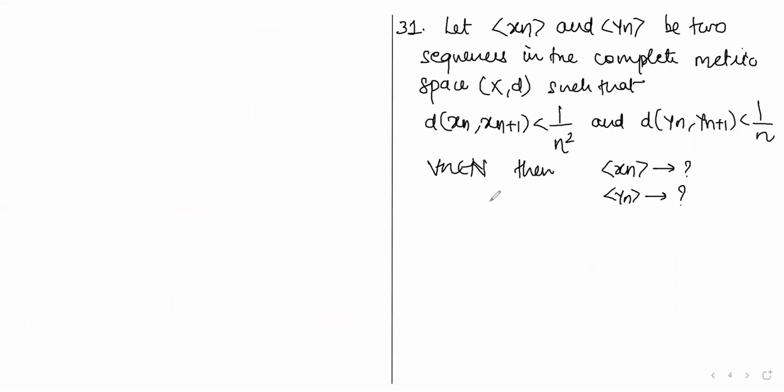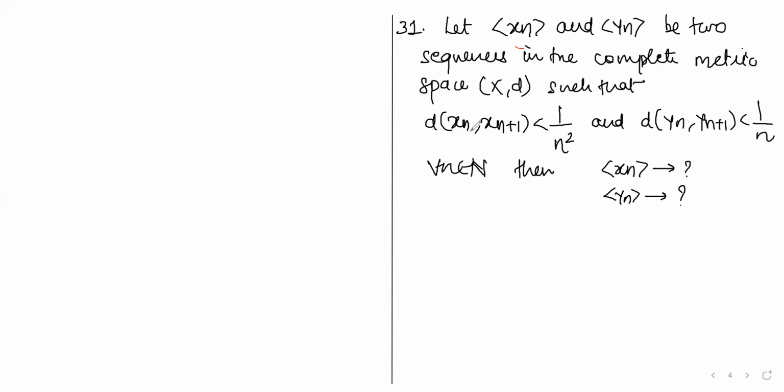Now let's solve this one, question 31. It says you have two sequences, xn and yn, in a complete metric space, such that d(xn, xn plus 1) is less than 1 upon n square, and d(yn, yn plus 1) is less than 1 upon n. Then they're asking whether xn is convergent or divergent, and yn is convergent or divergent.